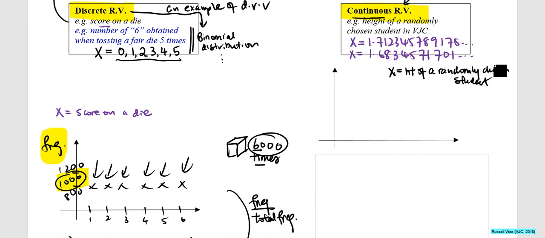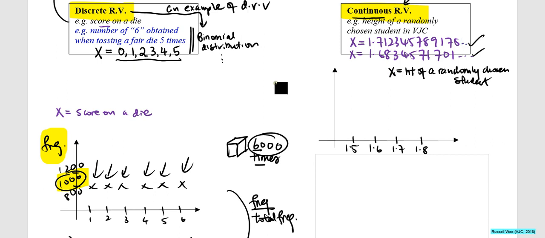But instead of counting here, how many are 1.5? How many 1.6? How many 1.7? How many 1.8? We can't possibly do it, because we cannot count any one of these, and each is only one. Even if you do it 6 million times, you're not going to get any repeated unique value for this.